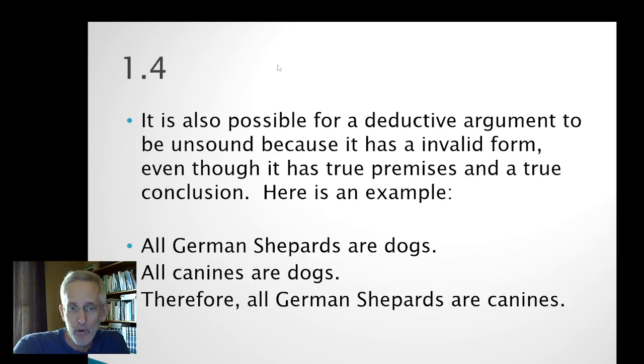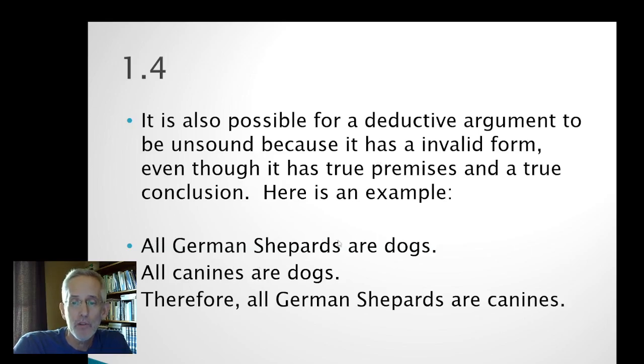So let's clarify a little more here with deduction, because deduction is usually the trickiest one. It's also possible for a deductive argument to be unsound because it has an invalid form. The previous example we looked at was an unsound argument because the premises were false. Now we're going to look at an unsound argument because the form is bad, the way the argument is structured is incorrect, but the premises just happen to be true. So even though it has all true premises and a true conclusion, the argument still ends up being unsound.